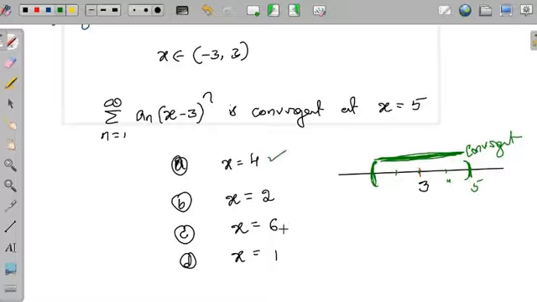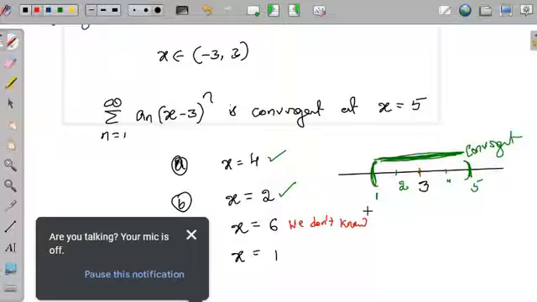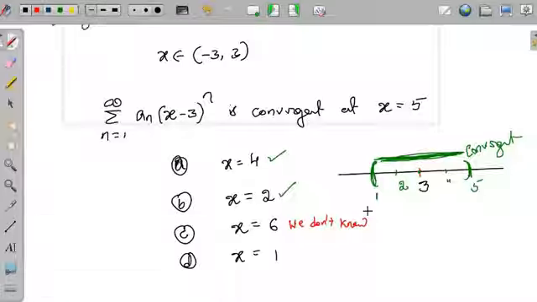Therefore, at 4 it is convergent. And what are the other ones? 2, 1, right? So at 2 it is convergent. And at 6 we don't know, because I am not telling that after 5 it is divergent. All that I am not saying. I'm only saying that it is convergent at 5. After 5 it may be convergent or may not be convergent. We don't know that. Okay. So that's why at x equal to 6 I wrote we don't know.